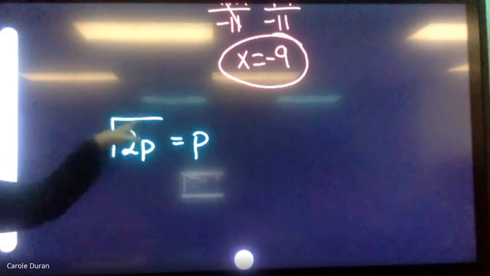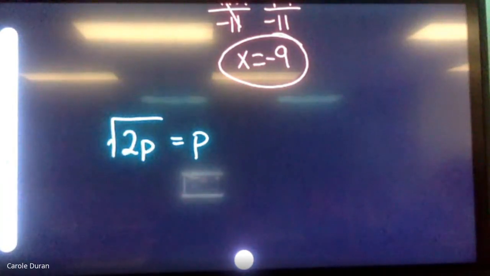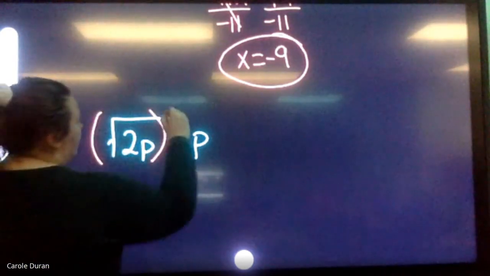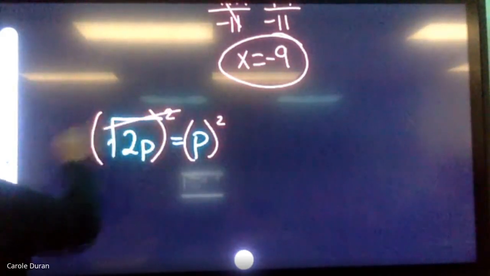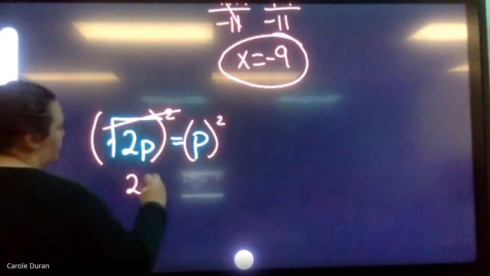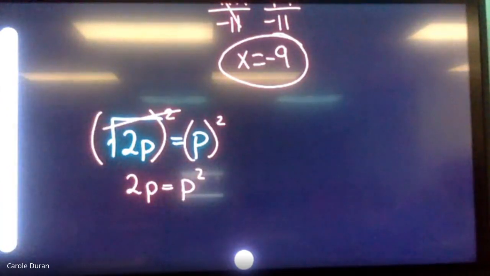I want to get rid of the square root. So how do I get rid of a square root? What did we do on the previous problem that canceled out my square root? So we square it all, right? Yeah. So a square cancels out a square root. What we do to one side, we have to do to the other. So the square and the square root cancel, leaving just the 2p. And then my right side becomes p squared.